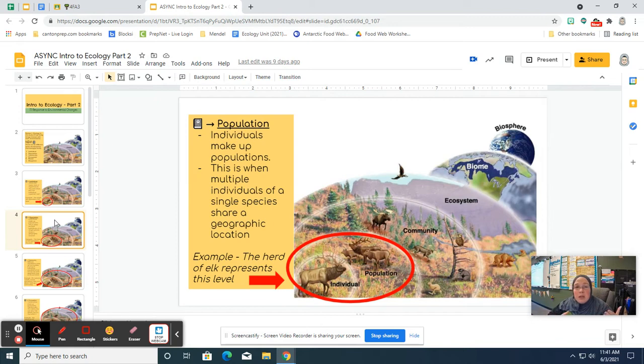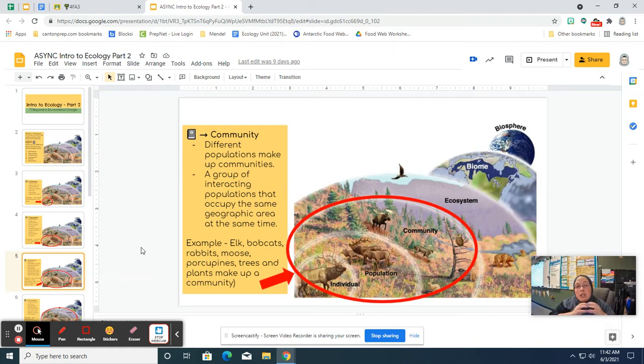So we would be maybe estimating the population size of the herd, tracking the increase or decrease of the population over time, looking at how many males or females, the age ranges. We might be tracking their migration route to see where they're going. So again, population, we're looking at the individuals of the same species within a certain area.